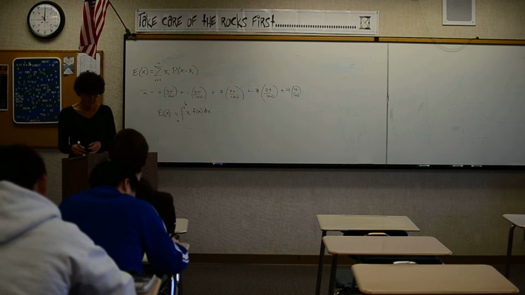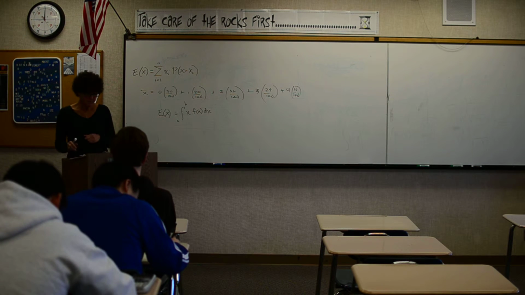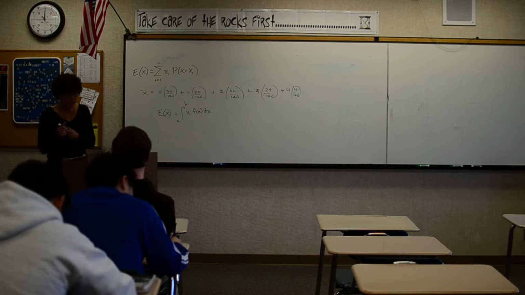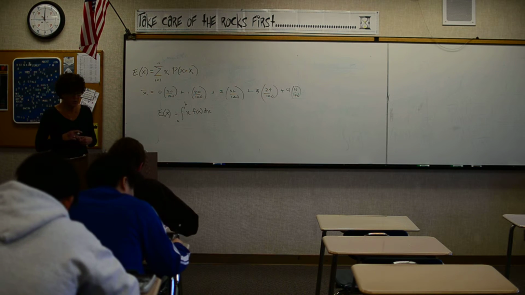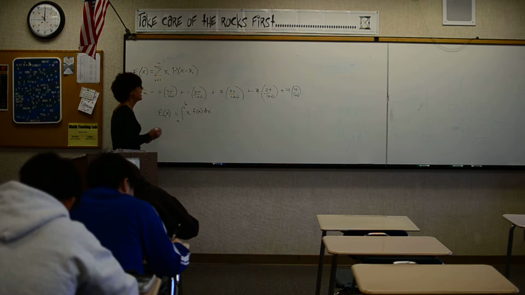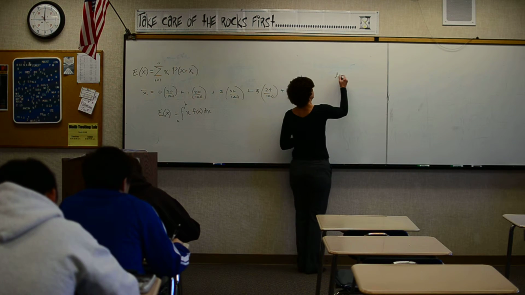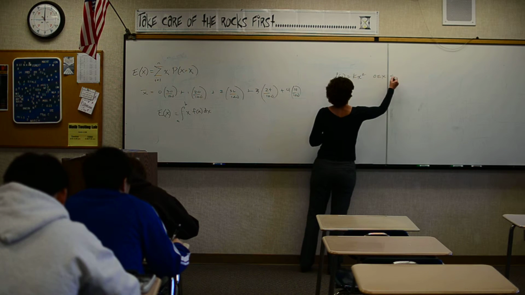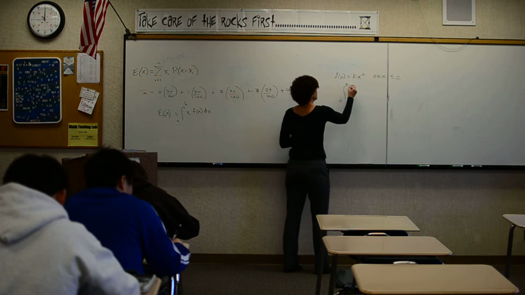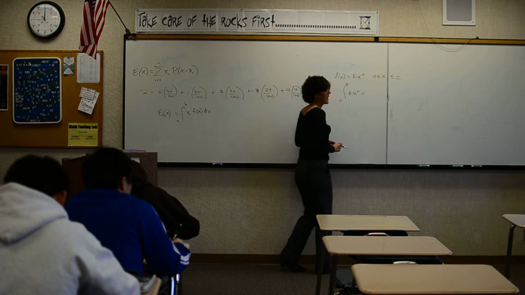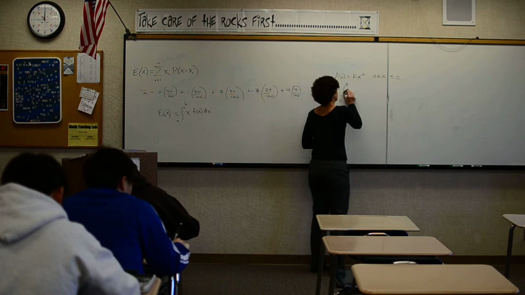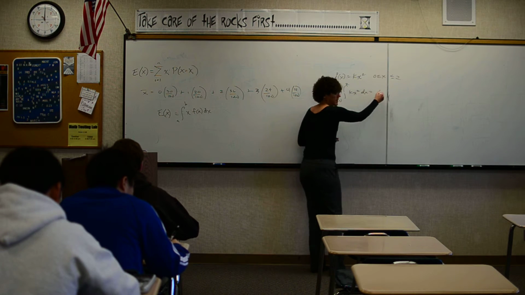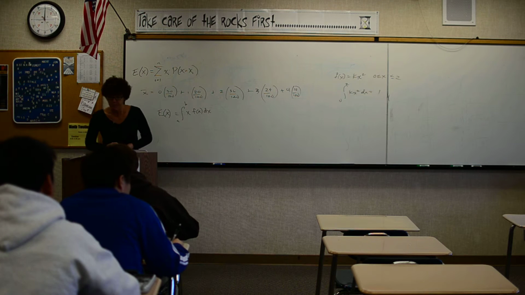All right, sample 2. My probability density function is k x squared on the interval from 0 to 2. Show that k is equal to 3/8. How do I do that? If I go from 0 to 2 under this function, what must I get? 1, 100%, right? It's the sum of all the probabilities.